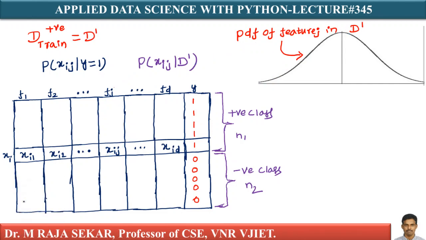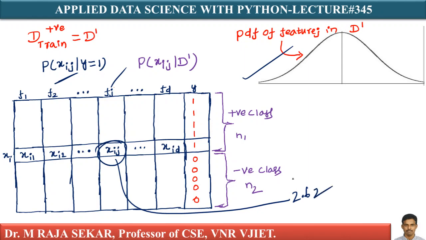So in my positive label data, what is the distribution of Fj? Let's assume the distribution looks like a nice, beautiful Gaussian or normal curve. Let's assume my Xij is a value. Let Xij be 2.62. Let me assume 2.62 lies somewhere here.